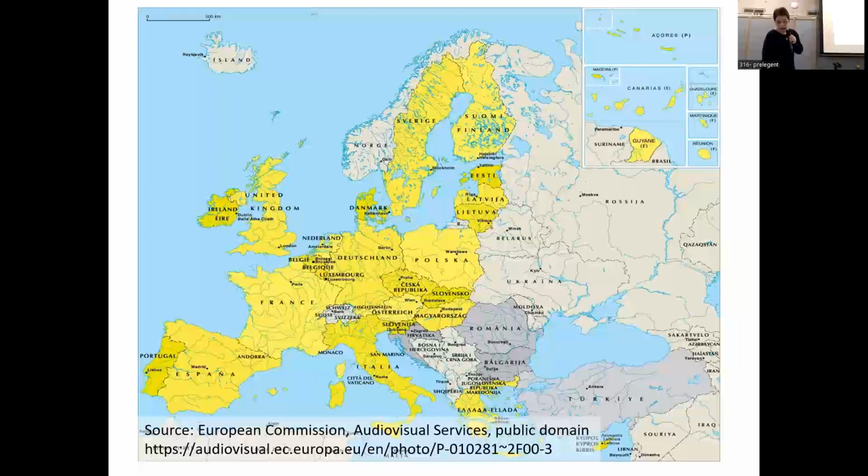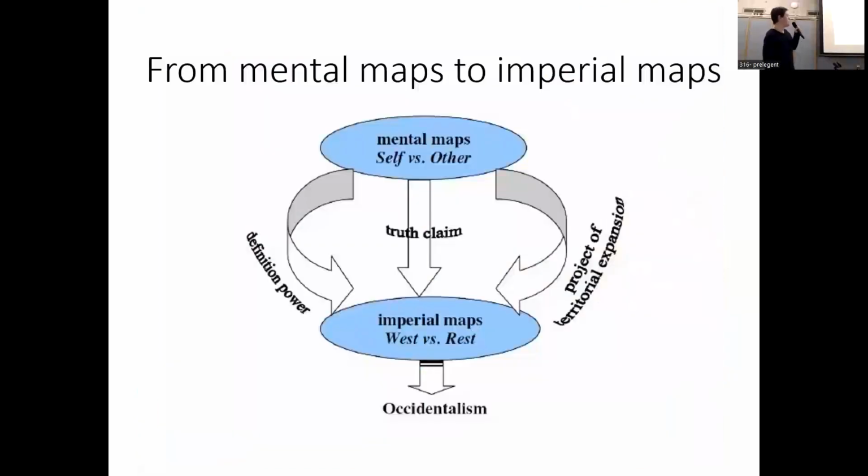And this is something that Fernando Coronil has theorized as Occidental imperial maps, ones linked to the definition power that emanates from a specific location, also linked to a project of territorial expansion, either a past, present, or ongoing one. And a truth claim makes a mental map of this is Europe and can belong to Europe now, or is unquestionably so, a kind of imperial map that promotes and continues to reproduce that imperial project.